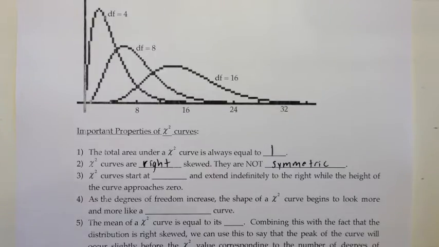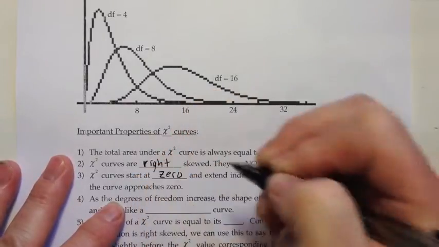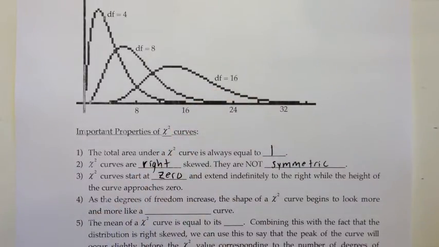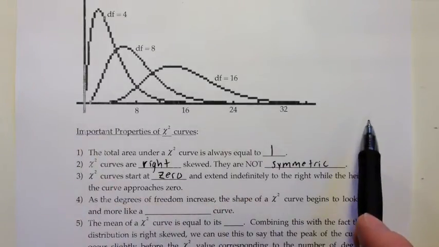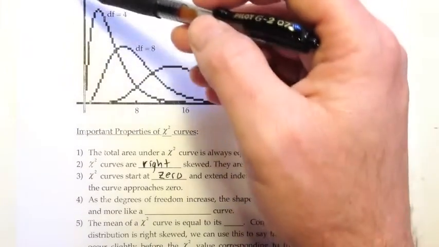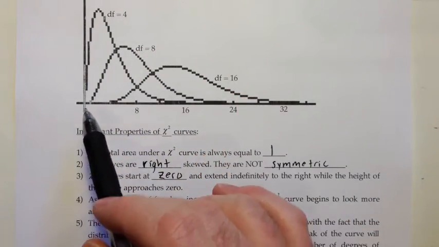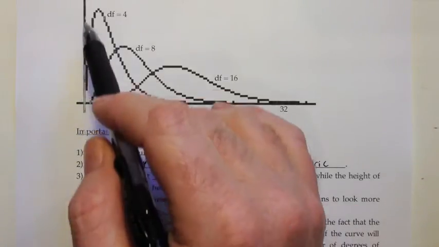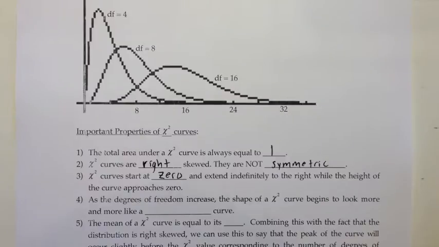And then chi-squared curves start at 0, and they extend indefinitely to the right while the height of the curve approaches 0. So chi-squared curves have a starting point. They don't go to negative infinity and positive infinity on the two sides. They start at 0 and then they go forever to the right. And that actually is why we draw a vertical axis in when we draw these, not because we care about the height so much, but just to mark off where the two axes intersect is where 0 is, and all these curves are starting from there.